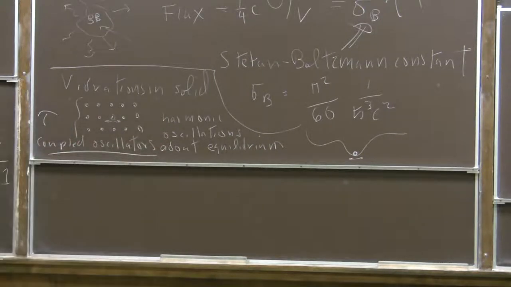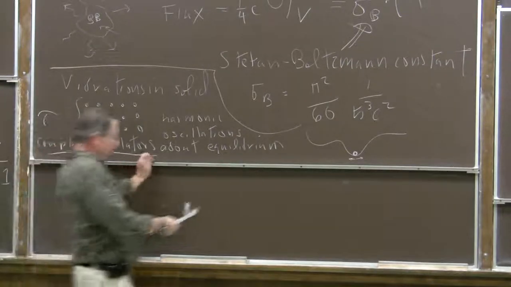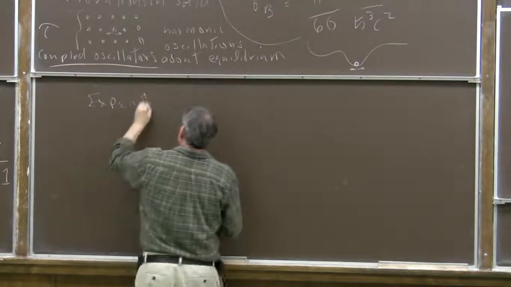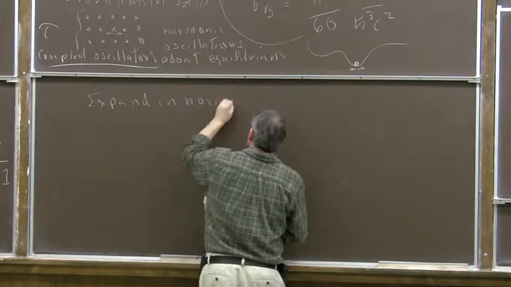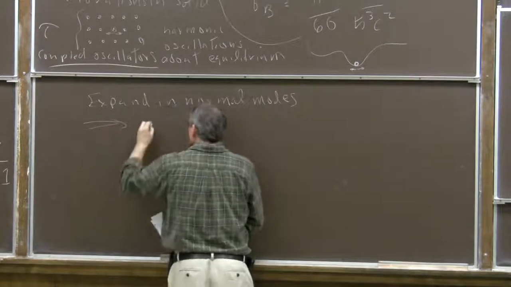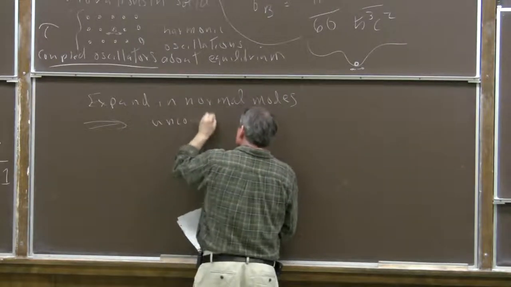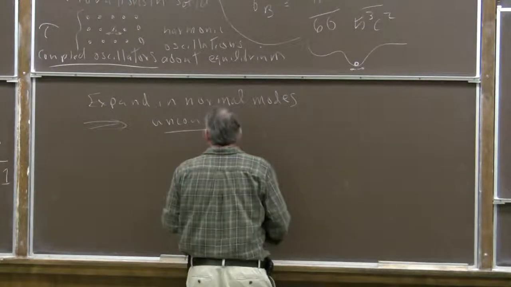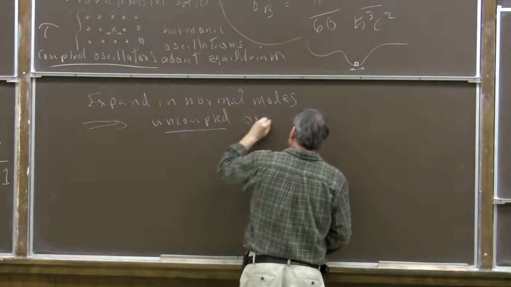So what do you do when you have a bunch of coupled oscillators in physics 12A? You find the system's eigenmodes or normal modes. So you expand in normal modes. So you can describe the system as a bunch of uncoupled oscillators, since we've now decomposed into normal modes, and the normal modes are not coupled to one another anymore.